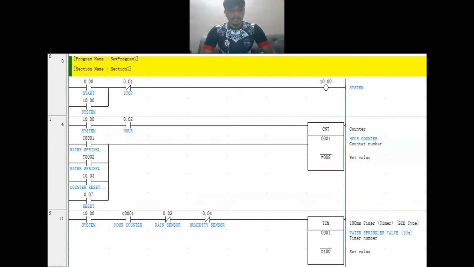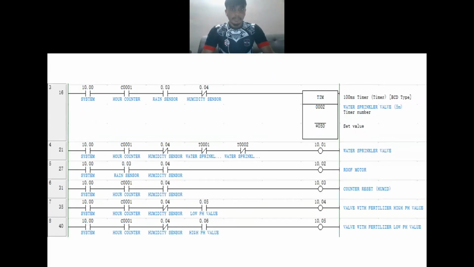And the last one is there's rain and the soil is wet. As usual, the rain sensor and the humidity sensor will be changed from 0 state to 1 state. Since there's heavy rain and the soil is wet, we know that it is heavy rain. So there is an output for it, where in rung 5 the roof motor will operate and close the rooftop of the crops.